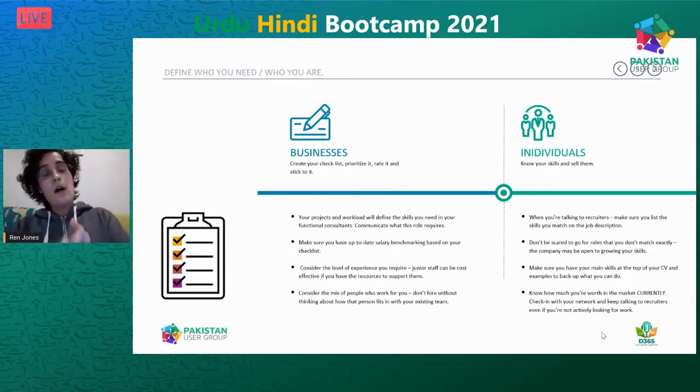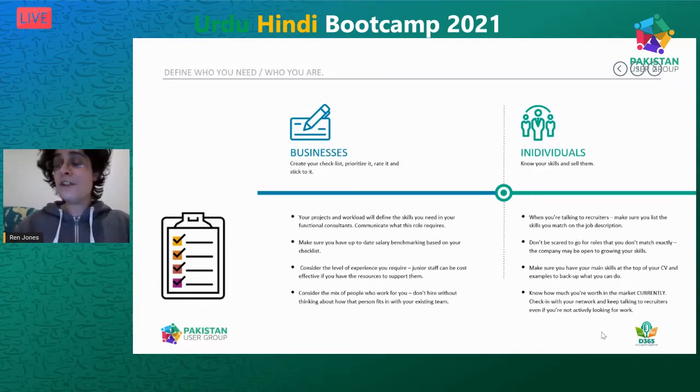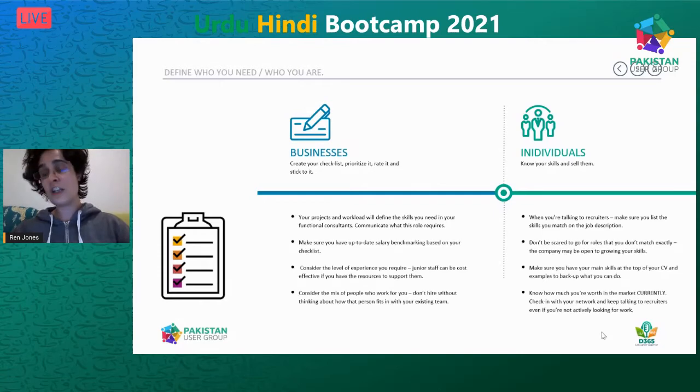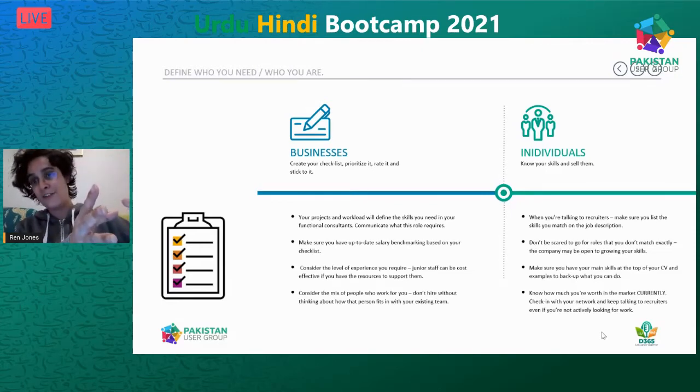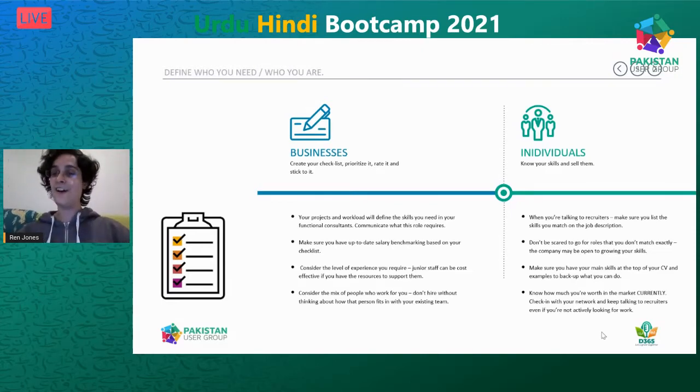Okay, so on the other hand, though, don't be scared to go for a role that you don't match exactly. So if you have 8 out of the 10 things that they're matching, most companies are still going to want to speak to you, especially in this market because you're so rare. Okay, so when you've got your CV, make sure you've got those top skills at the top because that's what people are going to read first and that's what they're going to be ticking off against.